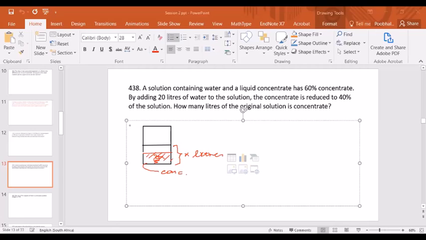And the remaining part is water. That's 2/5. 2X over 5 is water. Okay, that's not looking very clear, unfortunately. So let me just do that properly. Let's assume that this is water here.